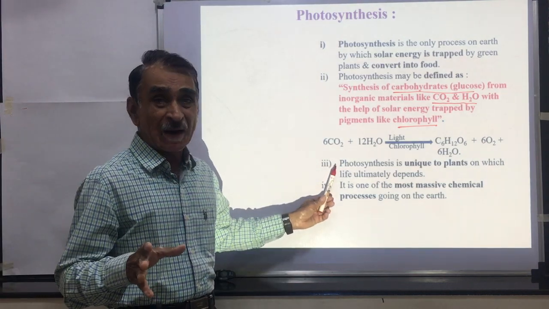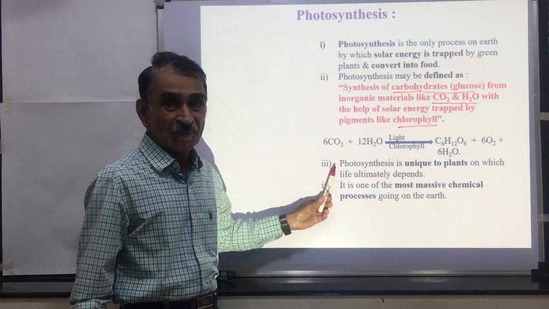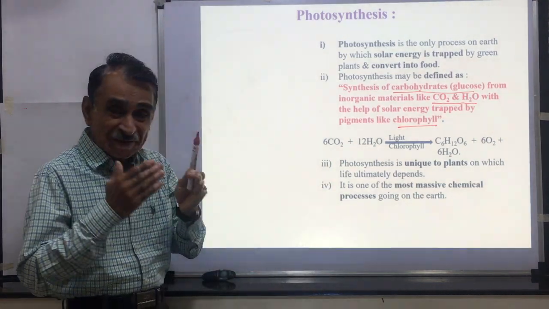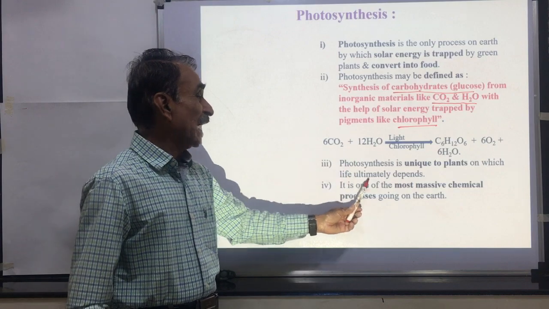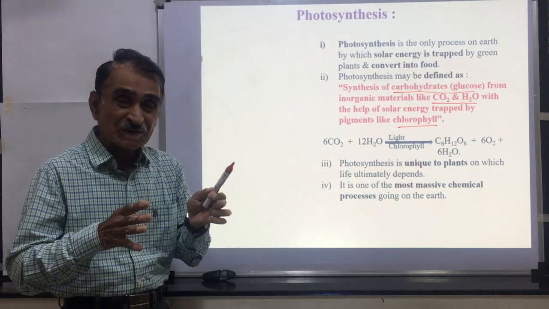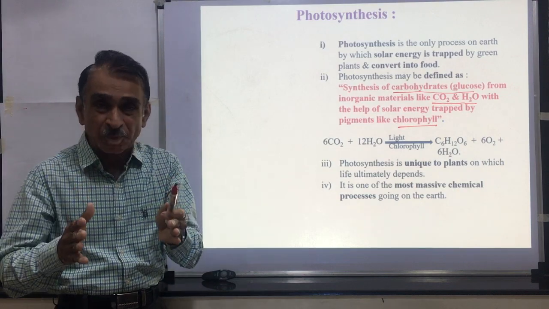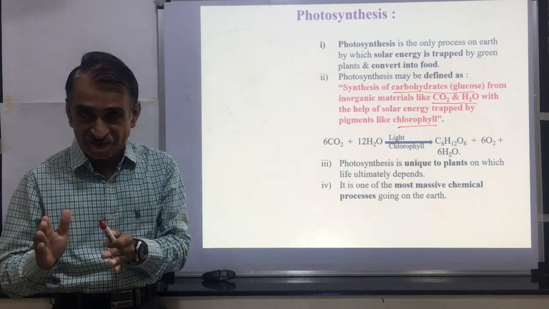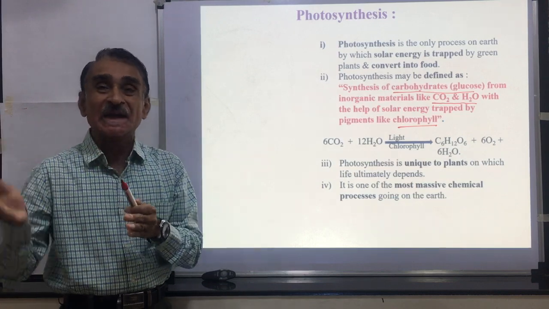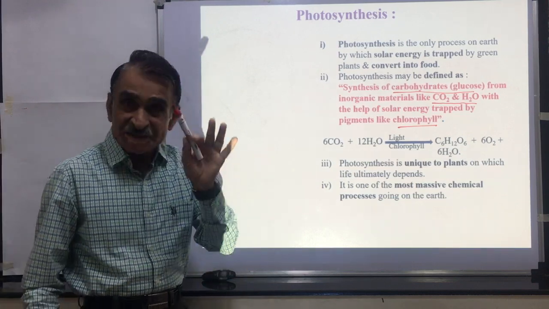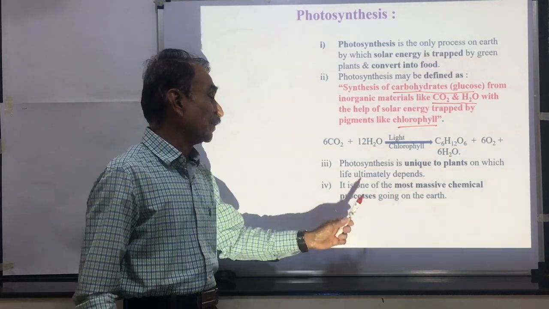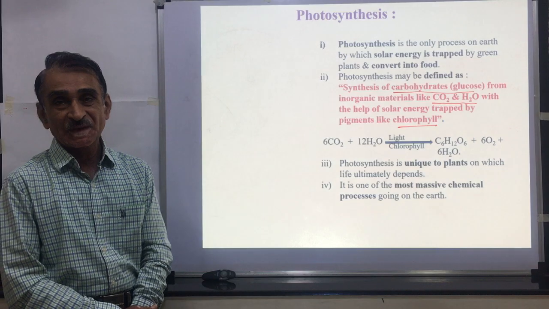Photosynthesis is unique to plants. Only plants can perform the function of photosynthesis. And on photosynthesis, life ultimately depends, because photosynthesis is the only process where food material is synthesized. All the organisms depend upon the food synthesized by the process of photosynthesis. It is one of the most massive chemical processes going on the earth.